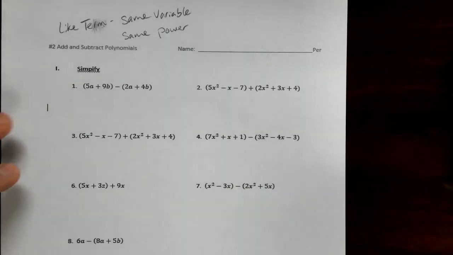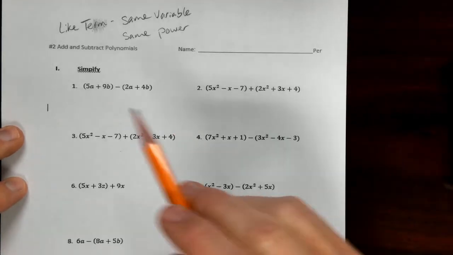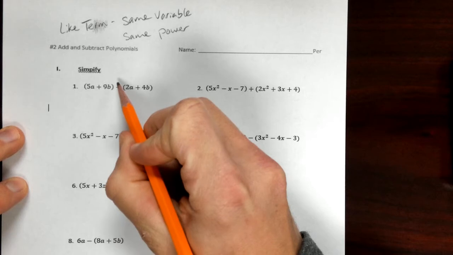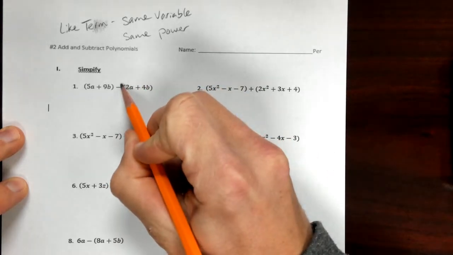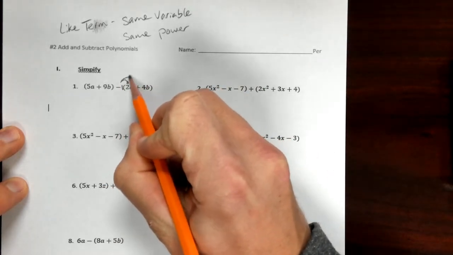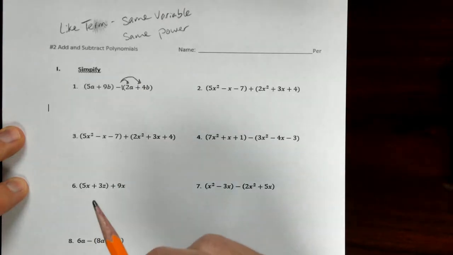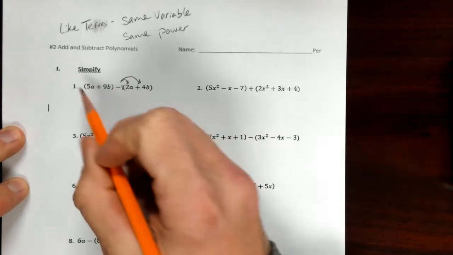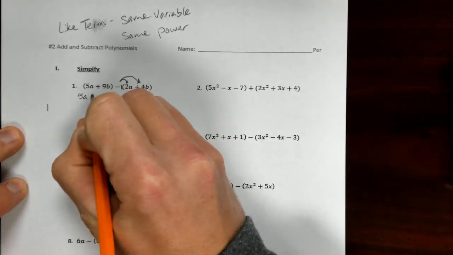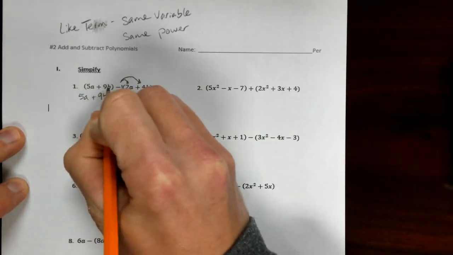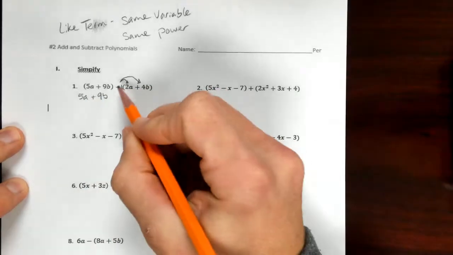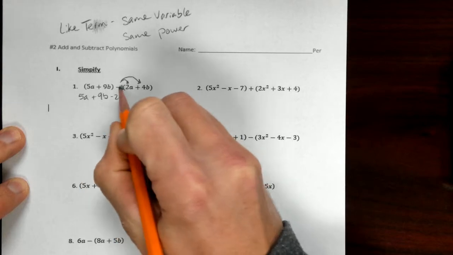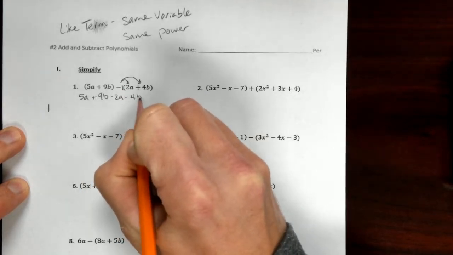Okay, so the first thing I want to do is look for like terms. Now, this negative right here, or this minus sign, is a negative 1. So I'm going to have to distribute that negative 1. I'm going to rewrite this expression as 5a plus 9b. I didn't touch that, so I'm going to bring it down. But now I've got a negative 1 times a 2a. That's going to give me a negative 2a. And I've got negative 4b.